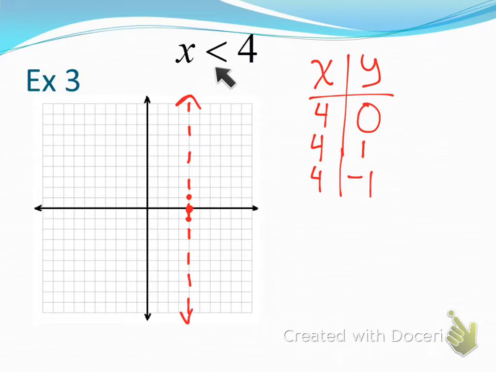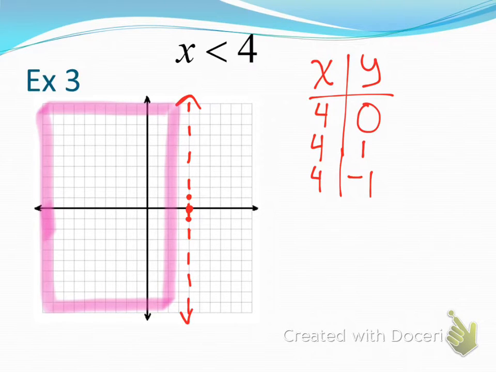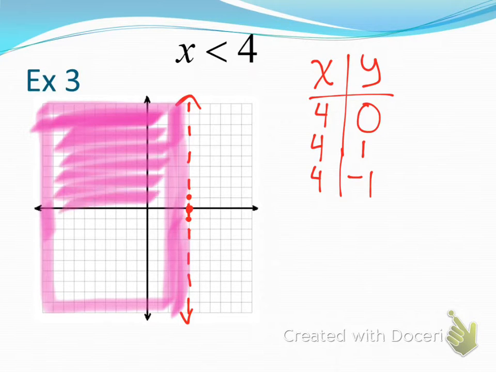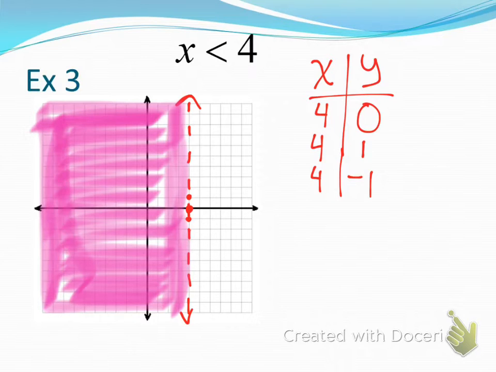Who can tell me what kind of symbol this is? Shannon? Less than. So we have to decide, are we going to shade to the left or to the right? Lexi? Left is what's going to make sense here. Kind of like when we did it on the number line. Less than was to the left, lower numbers. So we are going to shade the left side. Again, we go all the way up to our line, but we don't want to cross it or shade on it. We want it to still be a dashed line.